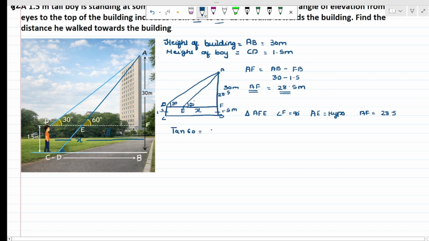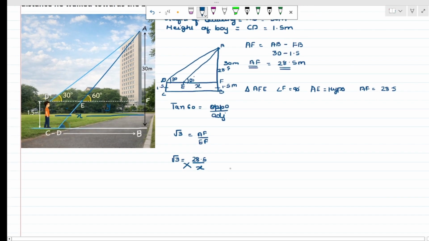tan 60 will be equals to opposite side upon adjacent side. We studied earlier that tan 60 is equals to under root 3. So under root 3 is equal to, what is my opposite side? My opposite side is AF upon EF. So under root 3 will be equals to 28.5, as my value of AF is 28.5, upon X. Now cross multiply it so that we can get the answer of X. So X is equals to 28.5 upon under root 3 meters.